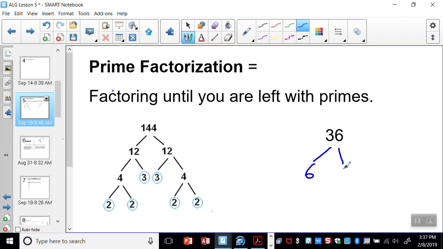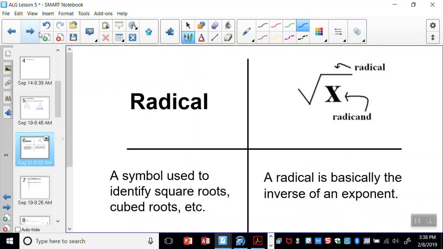36 is 6 times 6. 6 is 2 times 3, and 6 is 2 times 3. So 2 and 3 are prime numbers. So this is called prime factorization.